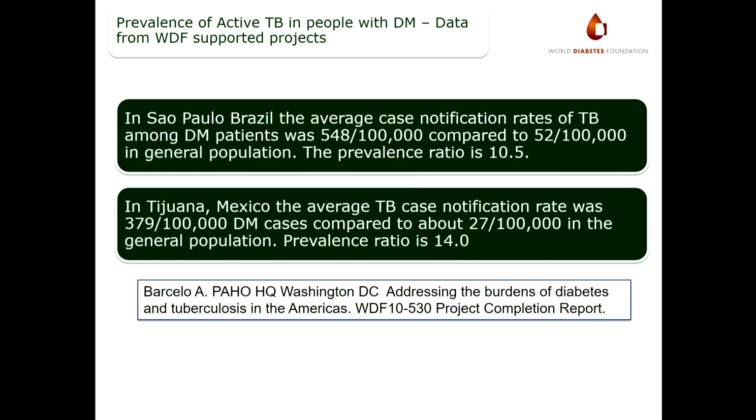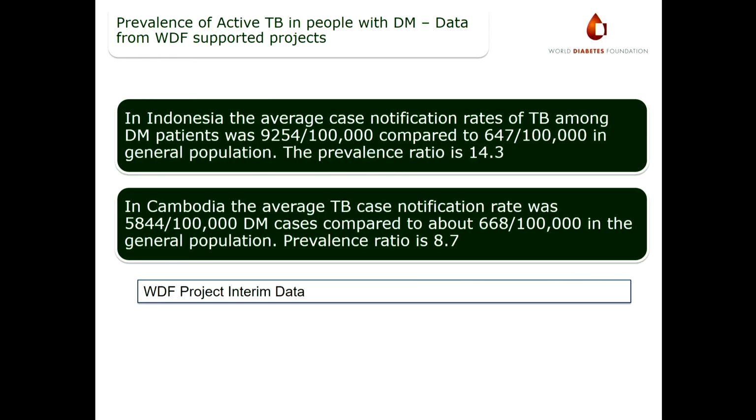In Sao Paulo, where we have done some work with PAHO, there were three sites, one in Sao Paulo and two in Mexico. The findings were that in Sao Paulo the prevalence ratio was 10.5, and in Tijuana, Mexico, the case notification for TB among people with diabetes was 14 times higher than in the general population. Similarly, in a project in Indonesia, we are finding extremely high rates of tuberculosis in people with diabetes, with a prevalence ratio in our project setting of roughly 14.3. And in Cambodia, we are finding very similar high numbers of people with tuberculosis detected amongst diabetics.